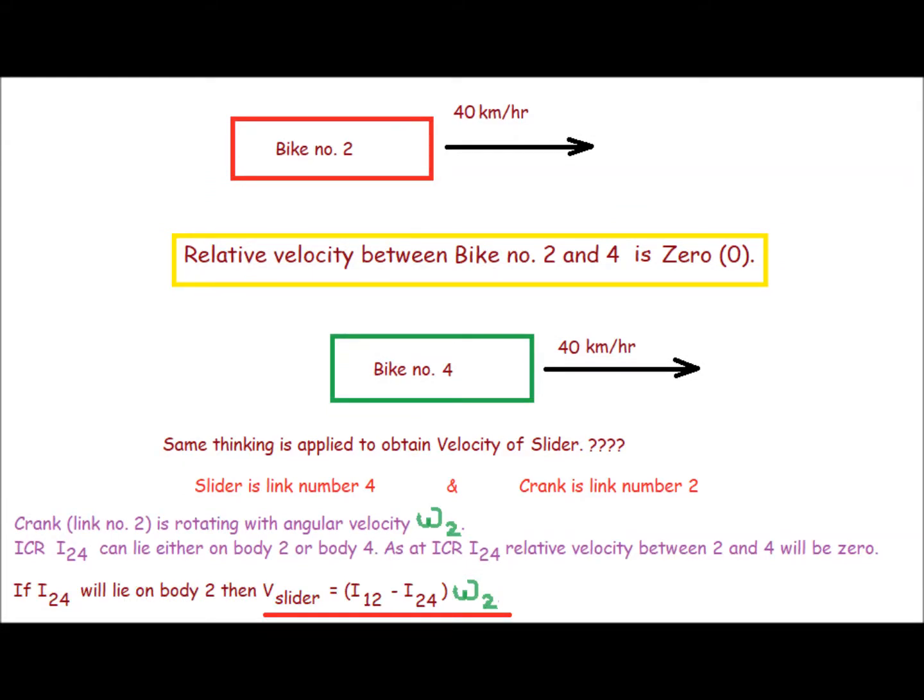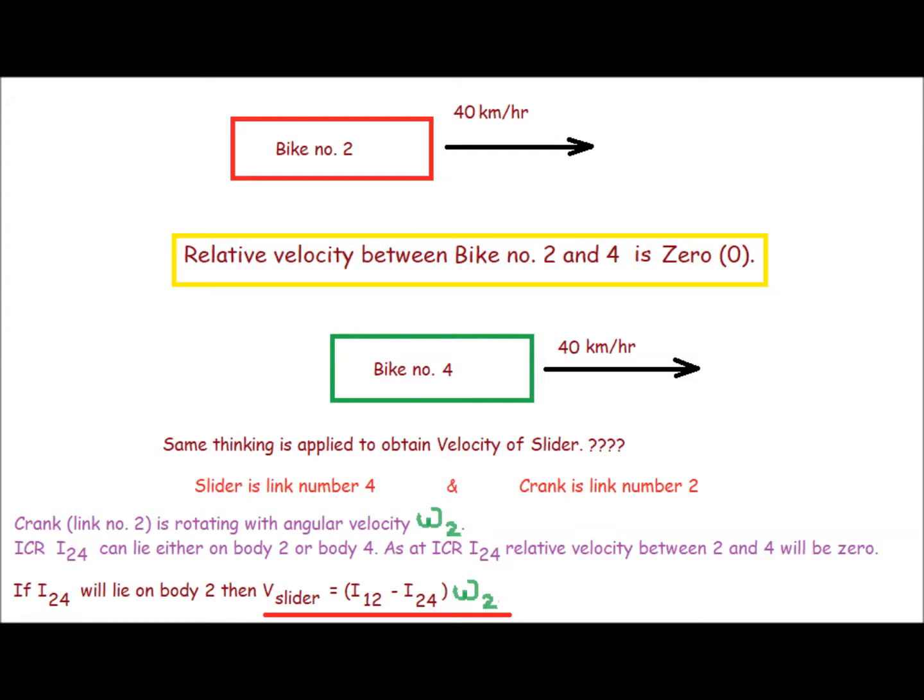Hence, I24 can lie either on body 2 or body 4, and still at I24 the velocity will be the same for body 2 and 4, as the relative velocity or relative motion between link 2 and 4 will be 0 at ICR I24. If I24 lies on body 2, then the velocity of the slider, which is link number 4, will be given by the relation V slider is equal to I12 I24 multiplied by omega 2.